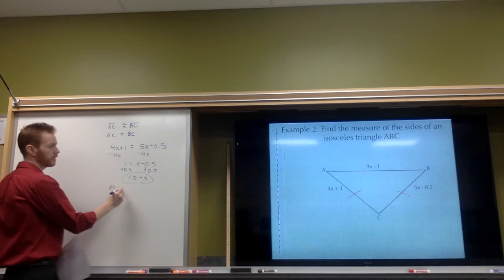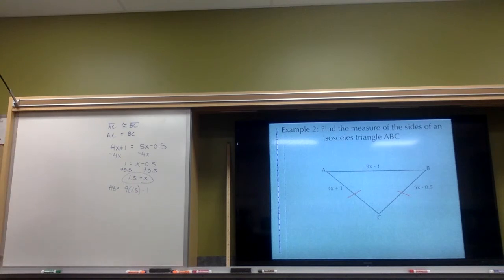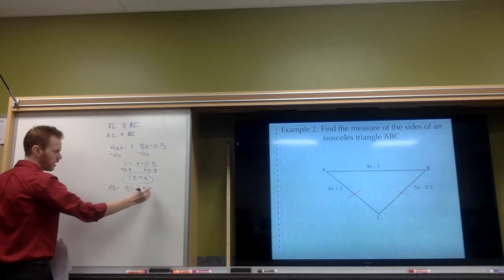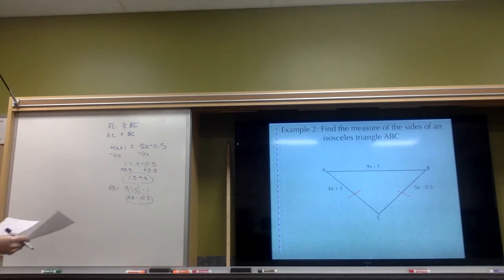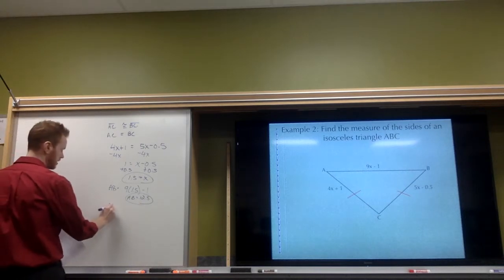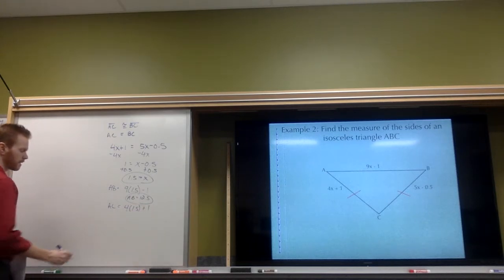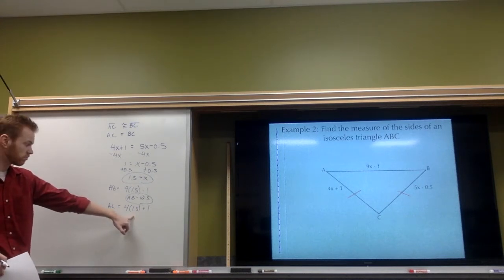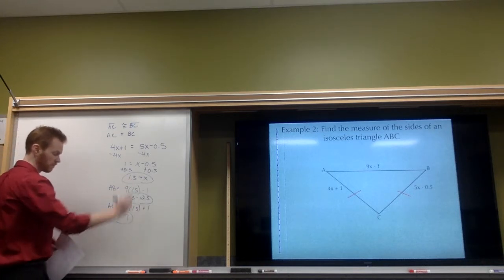So let's plug it in for AB first. 9 times 1.5 minus 1. So 9 times 1.5 is 13.5, minus 1. So AB is going to be 12.5. Now, let's look at AC next. So we have 4 times 1.5 plus 1 once I substitute that in. So 4 times 1.5 would be 6. Plus 1 would give me 7 for AC.